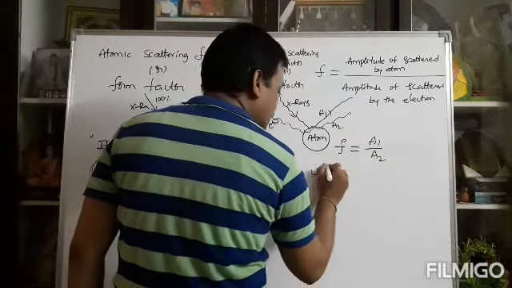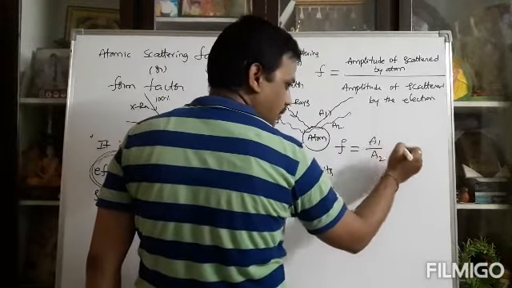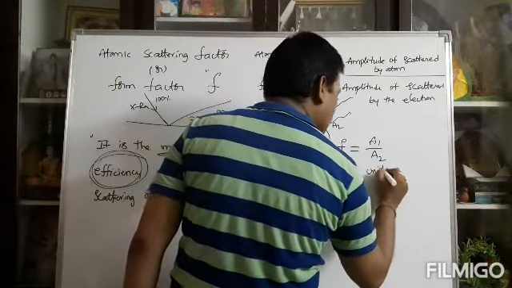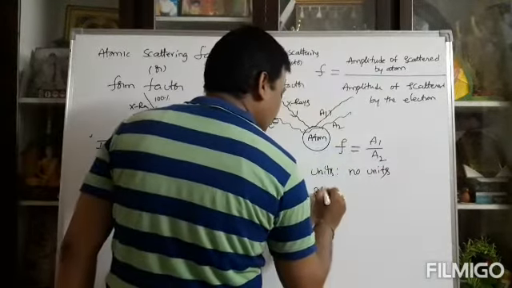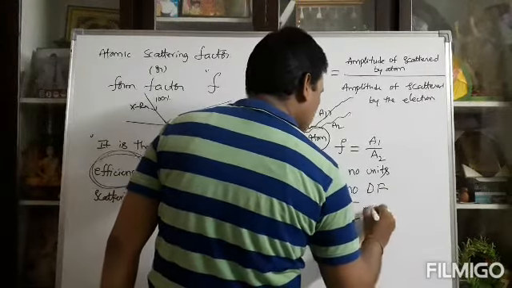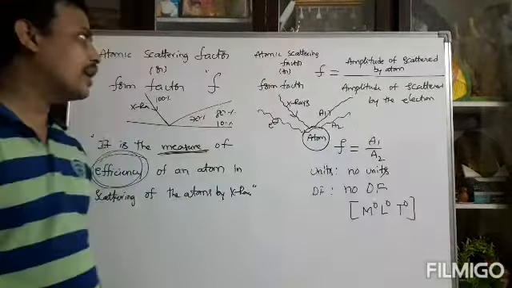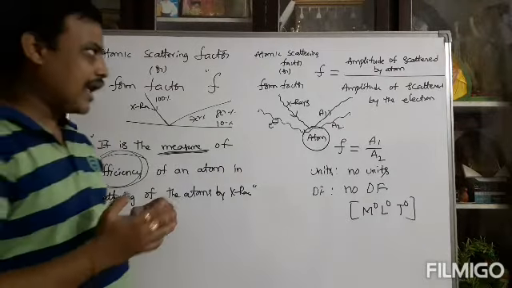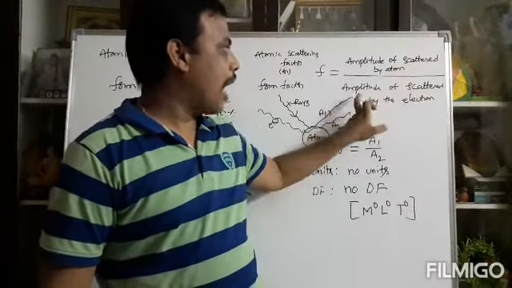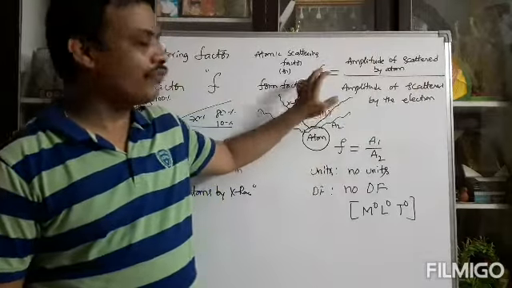So, are there units? Both are amplitude and amplitude. Centimeter by centimeter cancel. Meter by meter cancel. So, there is no units. The form factor has no units. There is no dimensional formula, that is M power 0, L power 0, T power 0. So particularly the form factor can be defined as the amplitude of scattered rays by the atom to the amplitude of the scattered rays by the electron. That ratio gives the form factor.